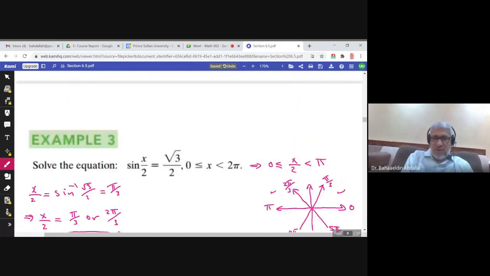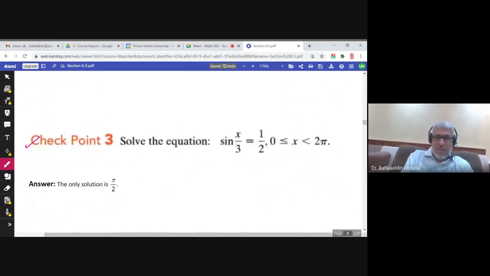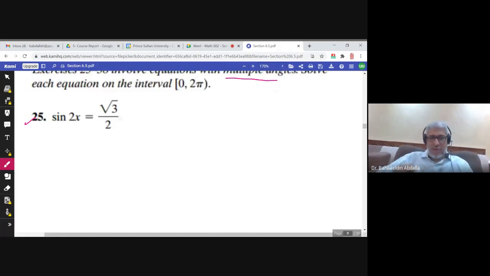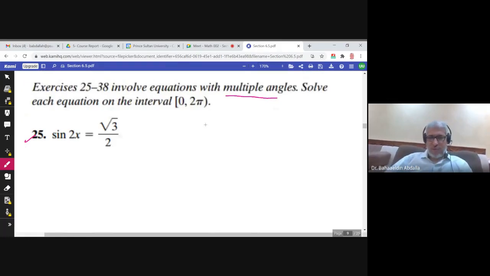What did we solve here? We solved one sine and one tan. There is no cosine. So anyway, let me choose this one. Sine 2x equals square root of 3 over 2.